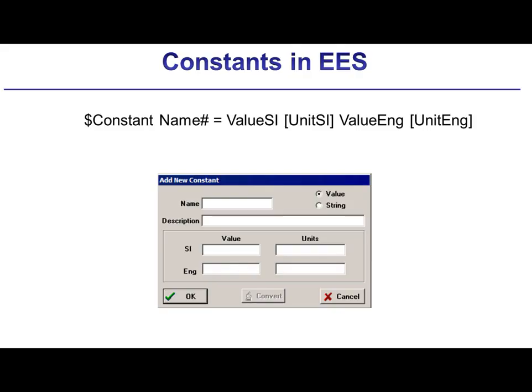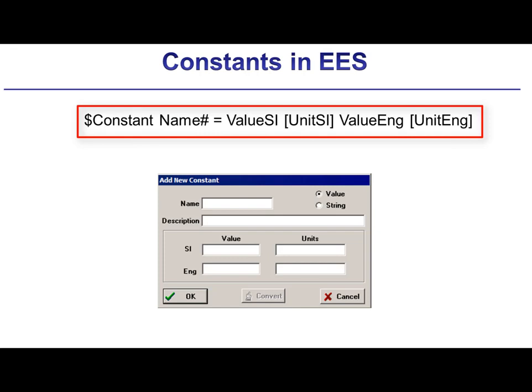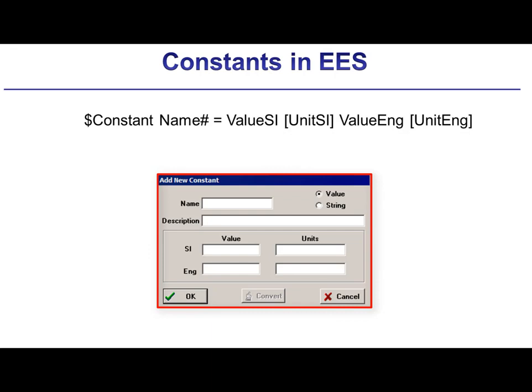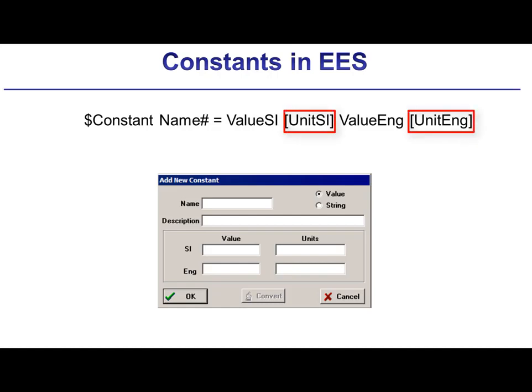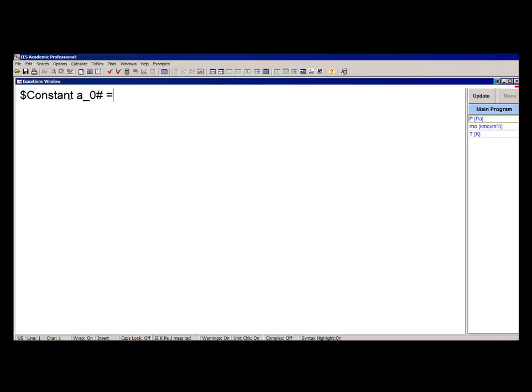The user can also specify the value of constants in an EASE program directly by using the $constant directive. So the calling protocol for the $constant directive is shown here, and you can see all of the same information that you needed to put into the Add New Constant dialog you can put right here. Name hashtag is the name of the constant. Value SI and value ENG are the values of the constant in the SI and English units, and the units that you're adding them in are defined here in the units SI and units ENG brackets. So for example, here I'm just adding the same bore radius constant directly in the EASE equation window.